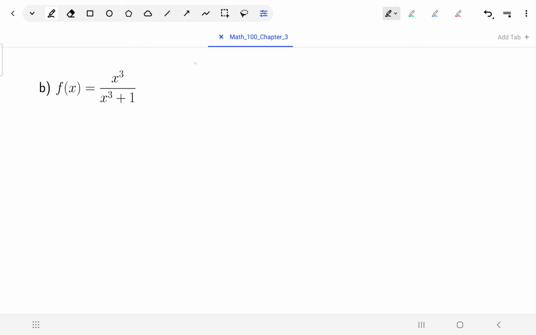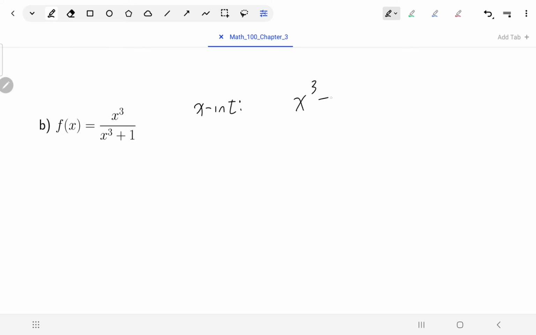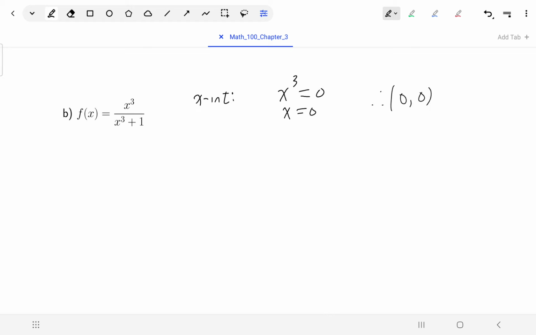Firstly, as far as intercepts go, x-intercepts happen when the function is equal to 0. And a rational function is only equal to 0 when the numerator is equal to 0. The top is only ever equal to 0 when x cubed is 0, which happens when x is 0. This is also the point y equals 0, x equals 0. In other words, it's both the x-intercept and the y-intercept. So our graph crosses both axes in exactly one place, just at the origin.